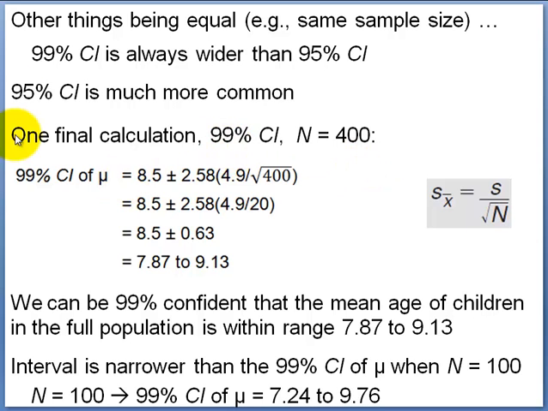Let's go ahead and do one final calculation here. Let's calculate a 99% CI where sample size is 400. So it's a 99% CI, so we're using 2.58 in the formula. Sample size is 400, so we're dividing by the square root of 400. So this confidence interval is clearly going to be narrower than the 99% CI when sample size was 100. And we carry out the calculation.